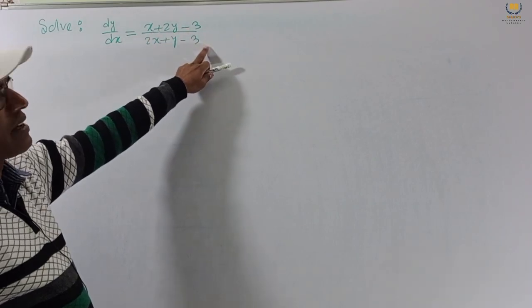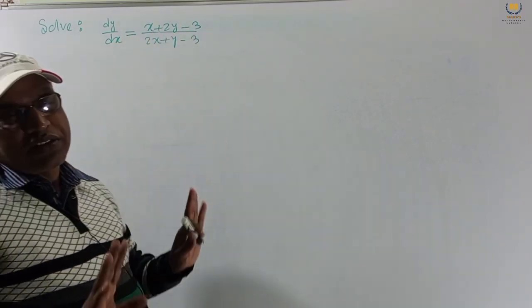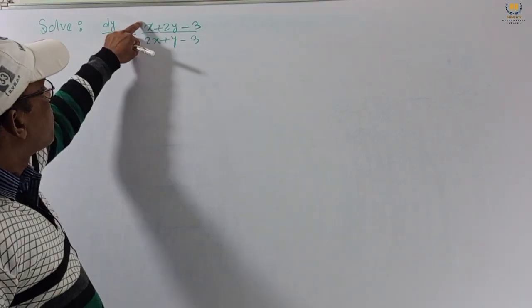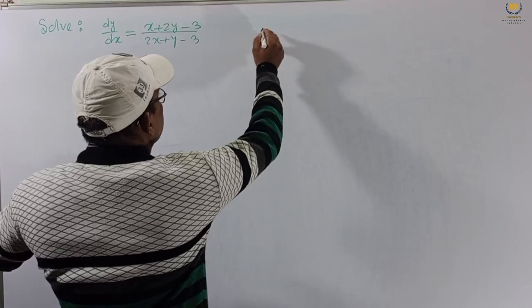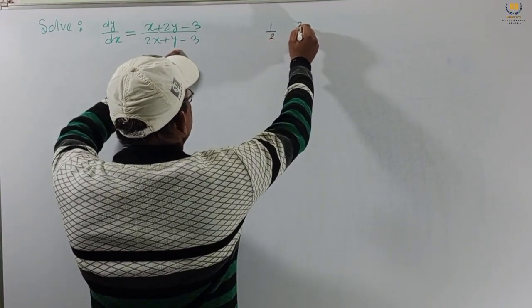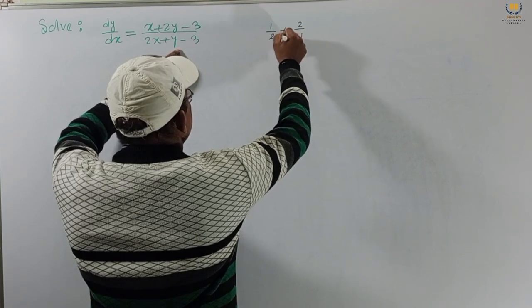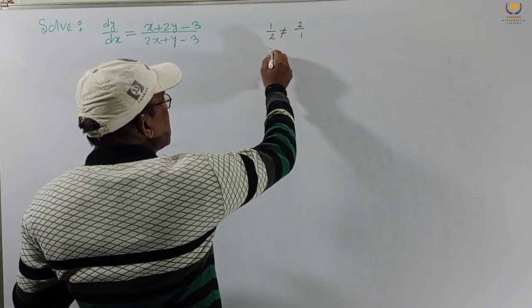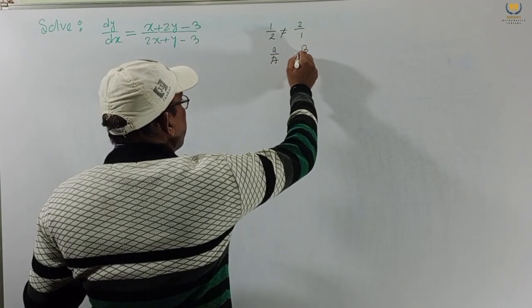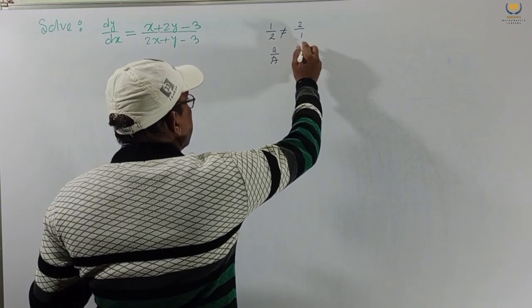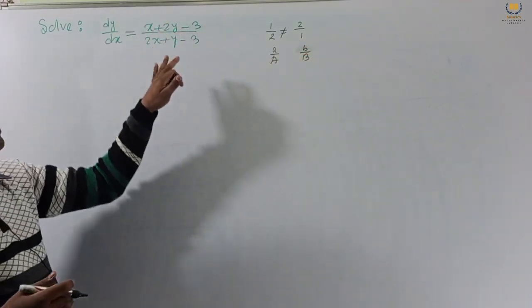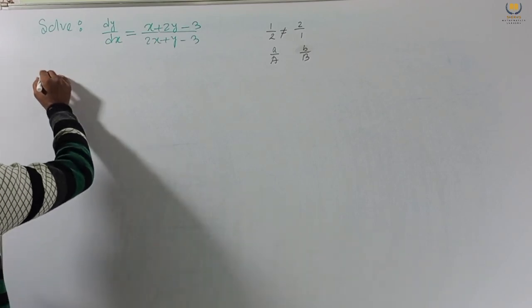Degree 1, this is not given, degree is 0. So this is not homogeneous. Now we convert the equation into homogeneous form. The coefficient of x is 1 and 2, and this is 2 and 1. These two are not equal, that means a by A, b by B form. So we convert this problem into homogeneous form solution.